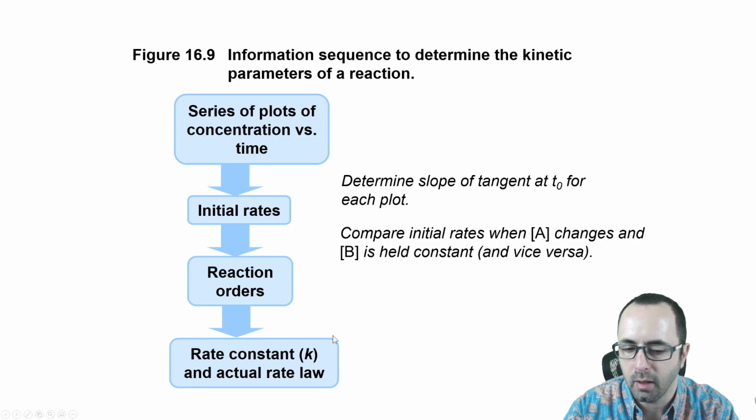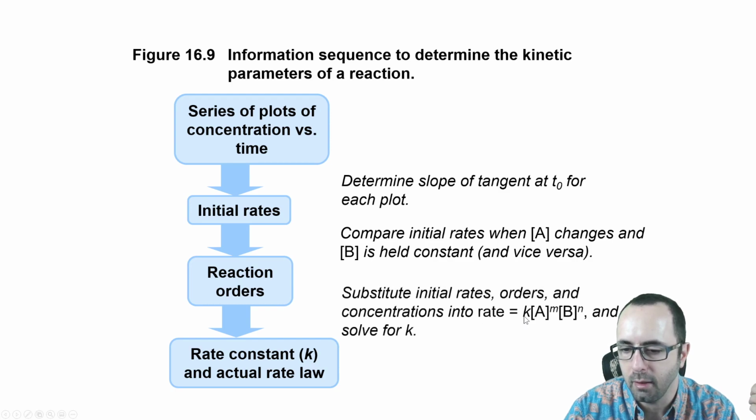Then finally, you write out the rate law. Rate is going to be the rate constant times the concentration of A to its power times the concentration of B to its power n. You could also solve for K here once you have the rest of it.